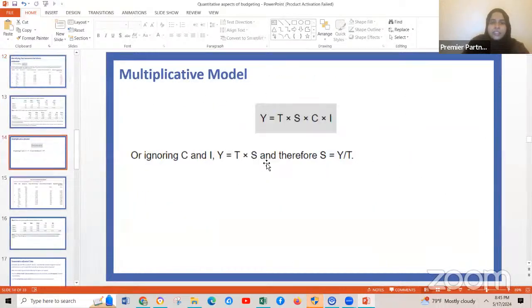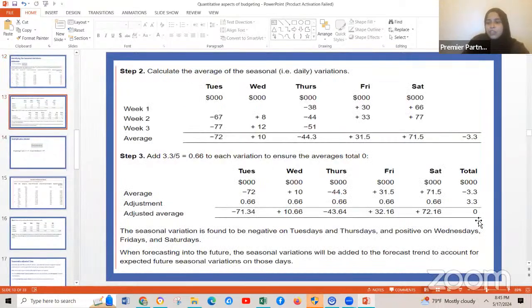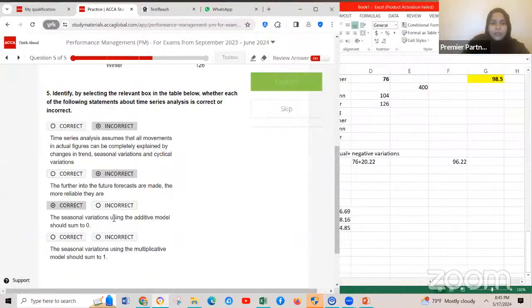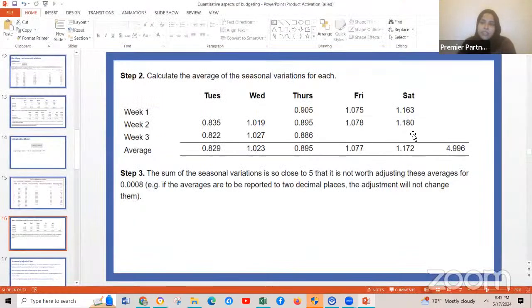The seasonal variations using the additive model will always come to zero. It should come to zero. You have to do it till that. The seasonal variation using the multiplicative model should come to zero? No, there is nothing like that. No? Multiplicative model, it doesn't come to zero. It's just like an average of y.